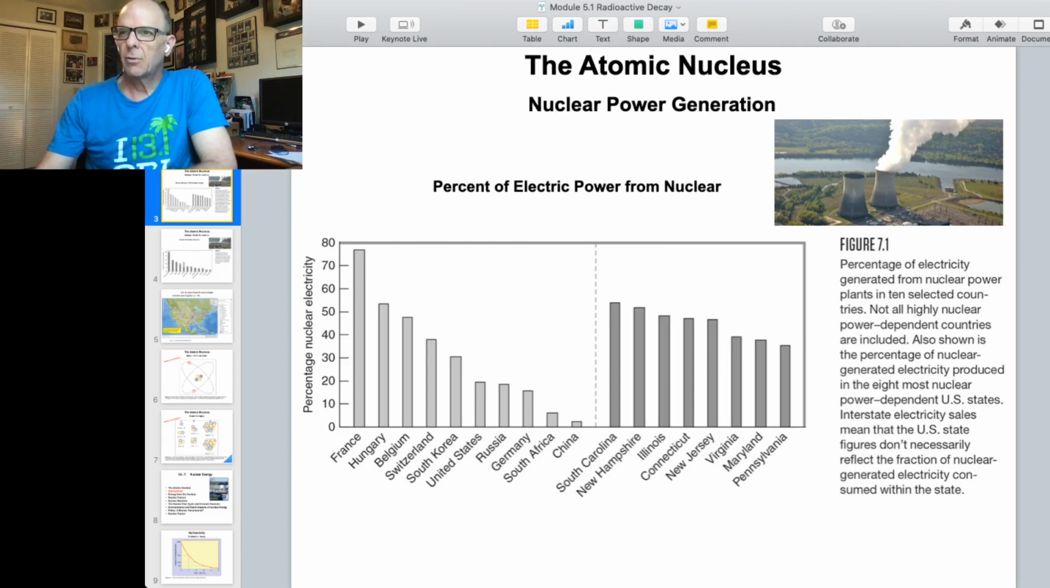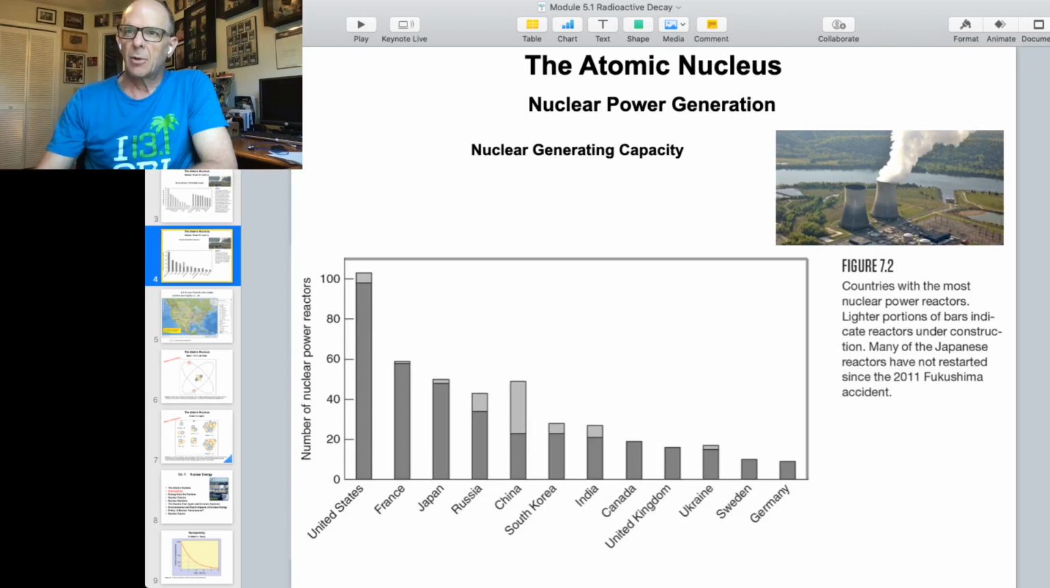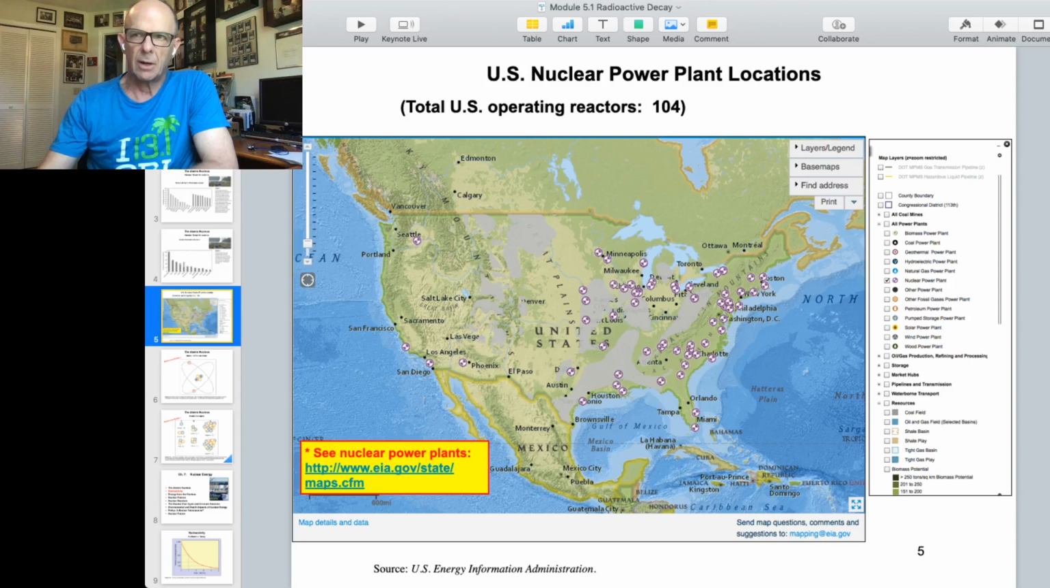You can see that for the United States, it's listed here as about 20% of electricity coming from nuclear power, and this figure is a few years old. It's somewhat less now. That's the number of nuclear reactors shown here. France gets most of its electricity from nuclear power plants with about 60 nuclear reactors. The United States, of course, uses much more electricity than France does, as a bigger country and a more energy intensive country. We've got about 100 nuclear power plants in the United States.